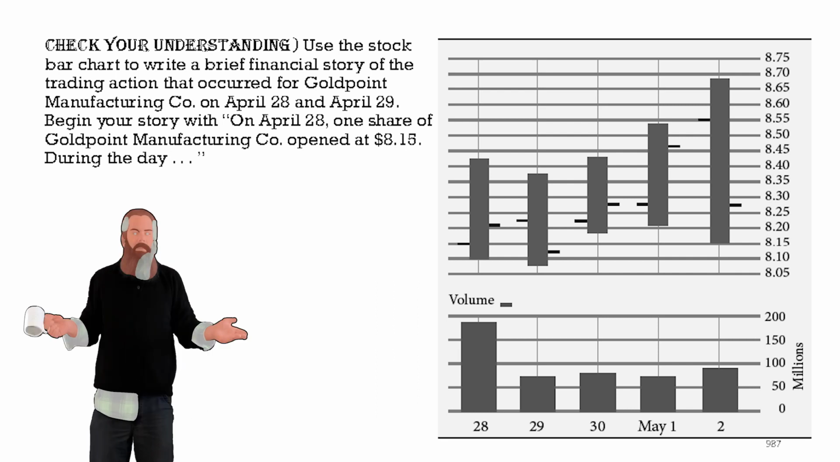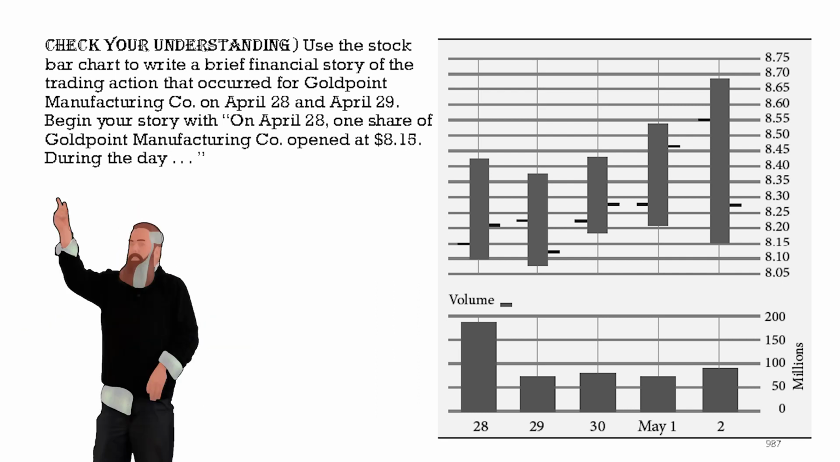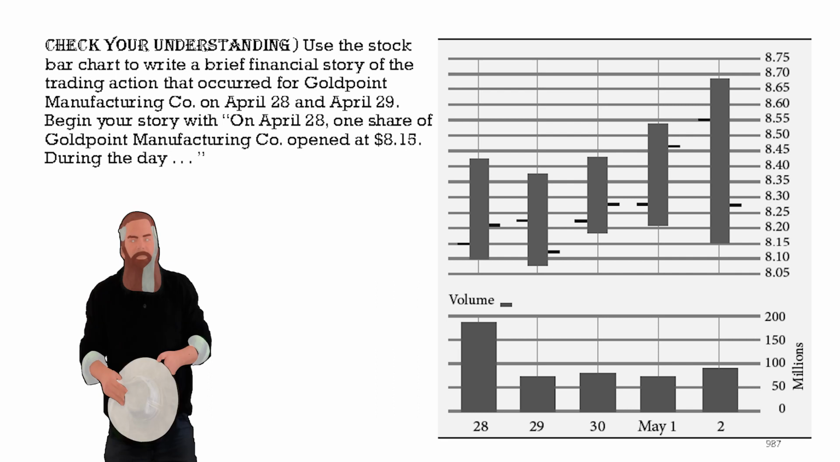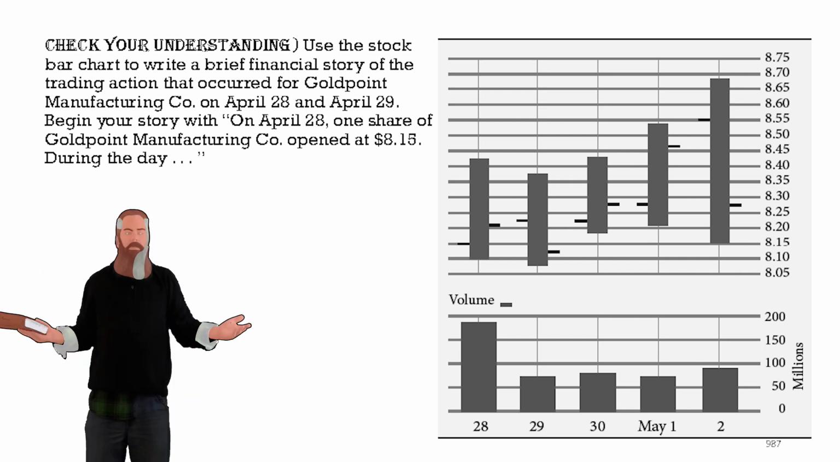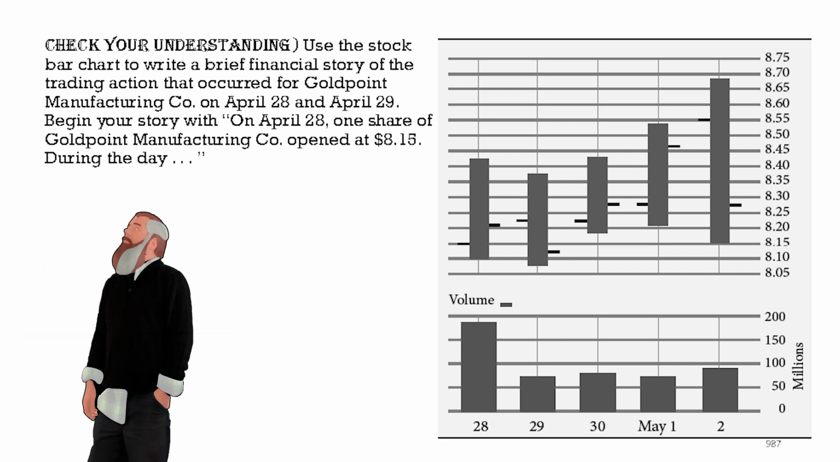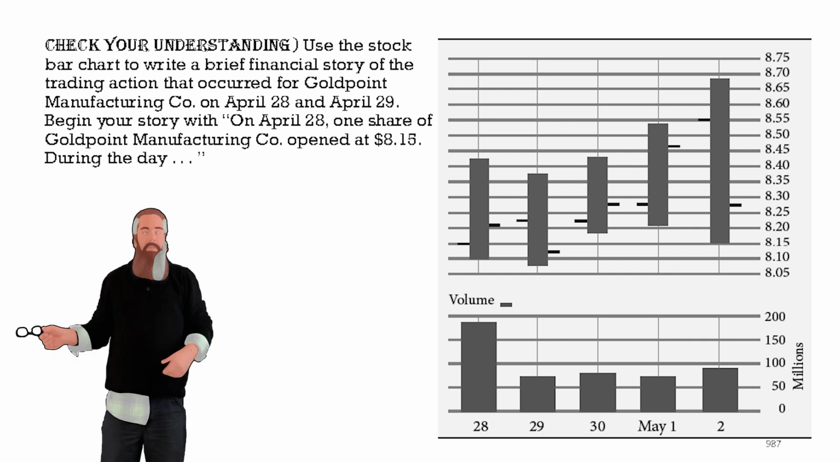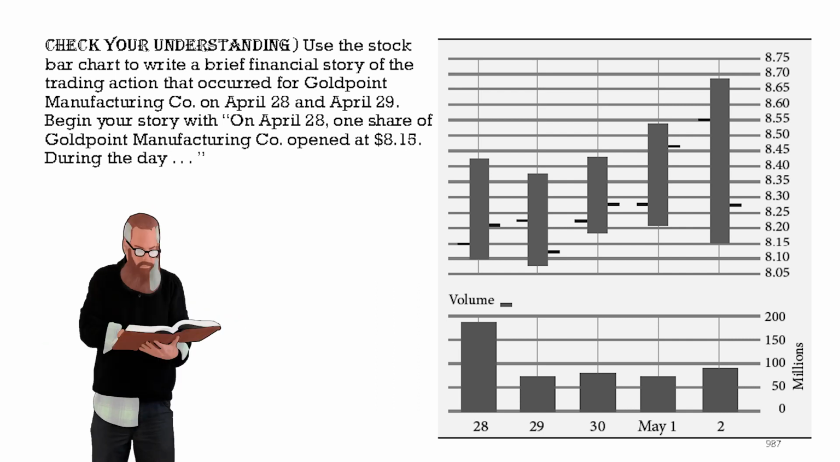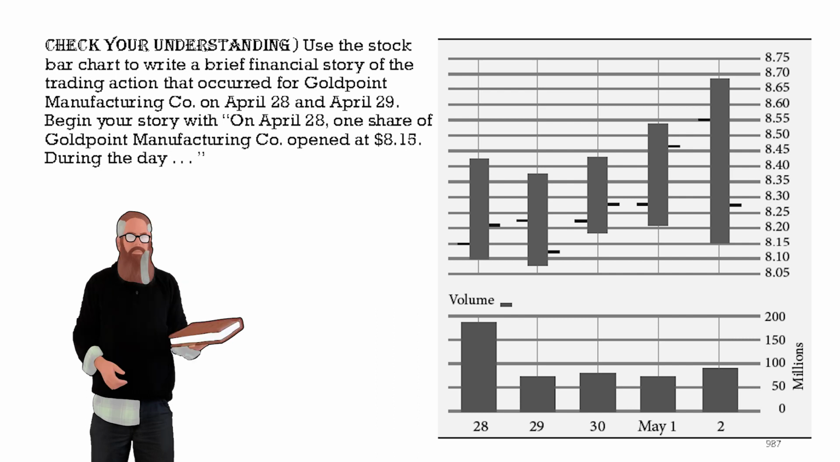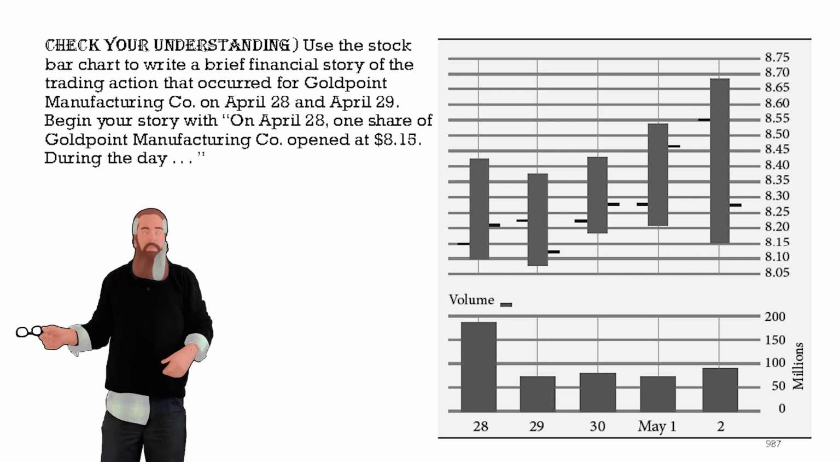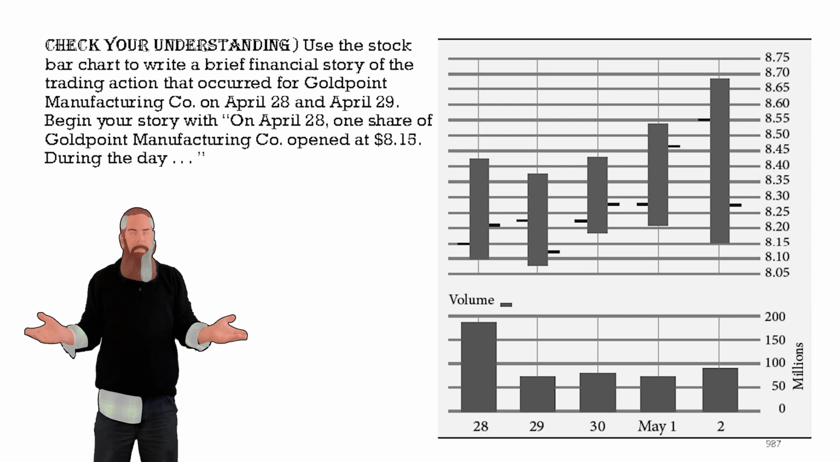Now, on April 29th, shares of Goldpoint Manufacturing opened at $8.23. During the day, the shares reached a high of approximately $8.37 and a low of $8.07 per share. Goldpoint closed at approximately $8.12 per share on that day.